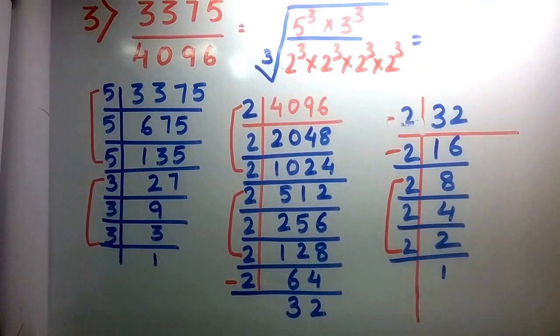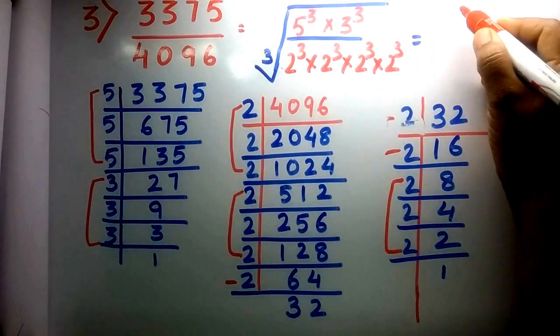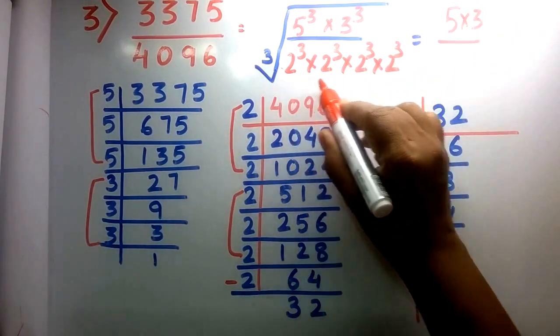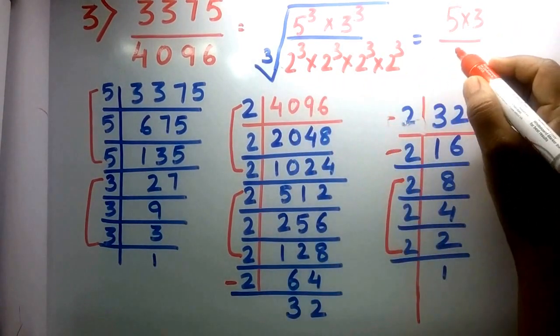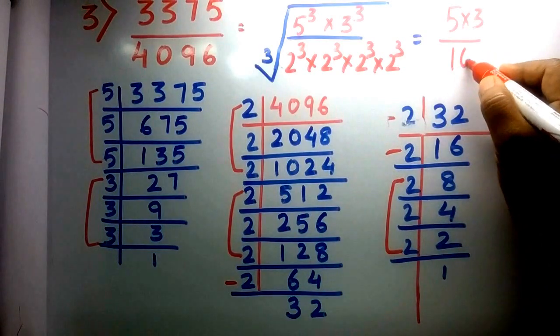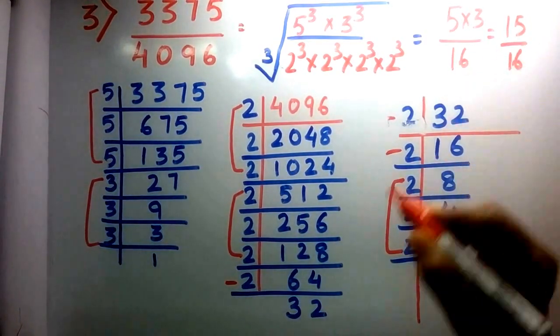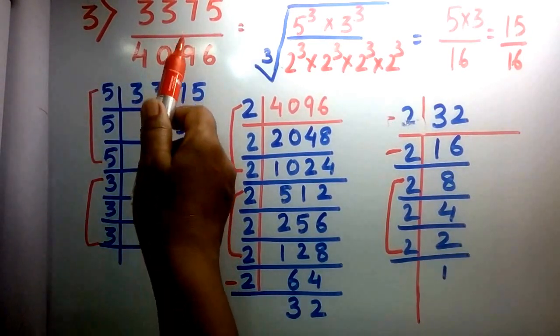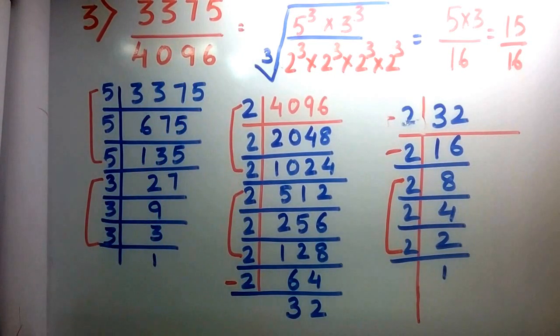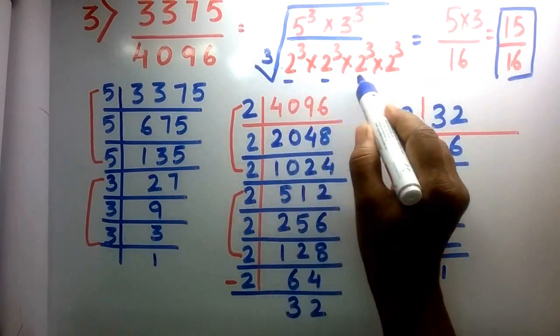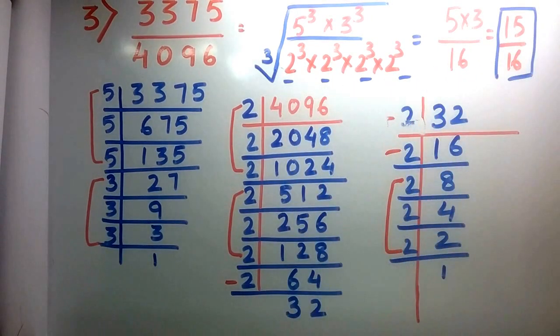So altogether when it comes out, you'll have 5 into 3 upon, it is altogether 4 twos, and 4 twos will become 16. So you have 15 upon 16 as the cube root of this given fraction. So what you can write down separately here, remove all the 2's out, and when you multiply, it becomes 16.